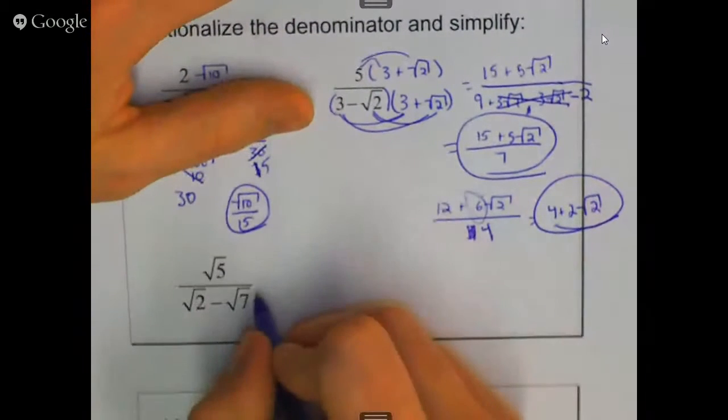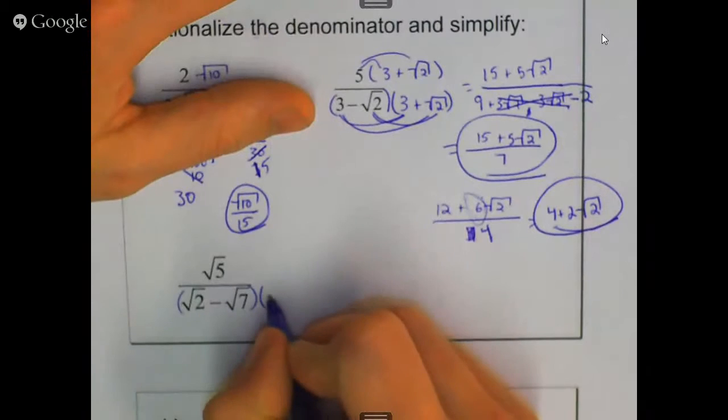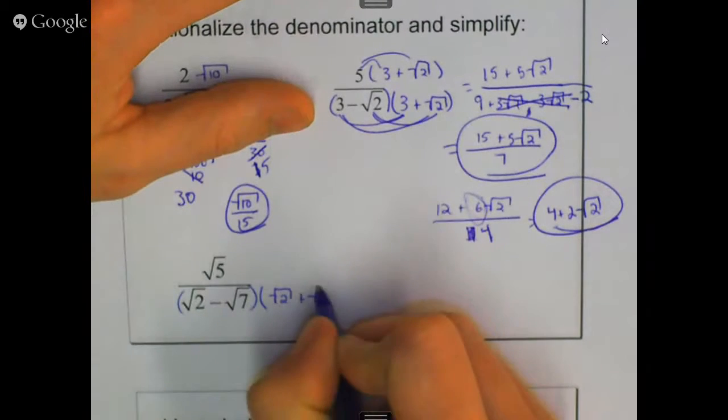All right, so I have 2 terms on the bottom. So I have radical 2 plus radical 7.